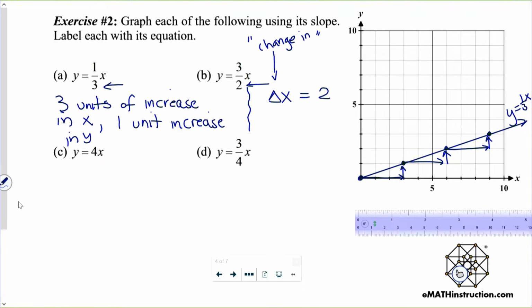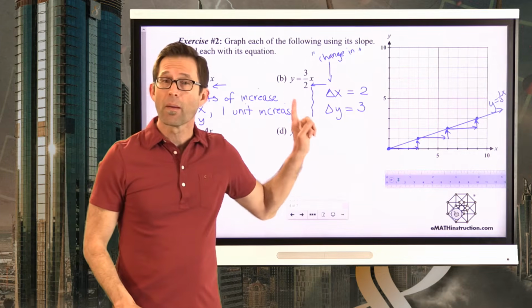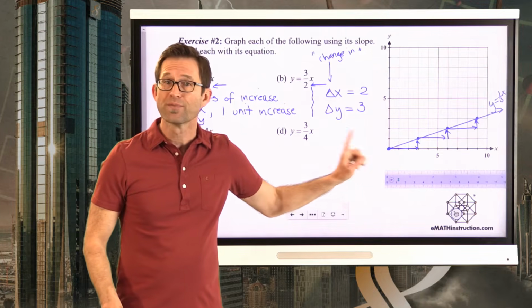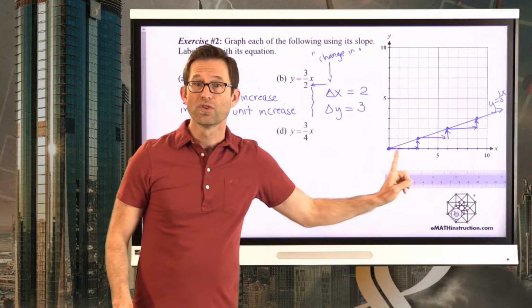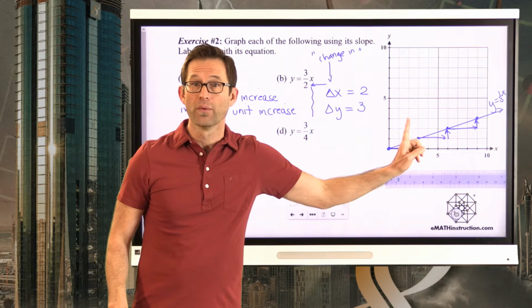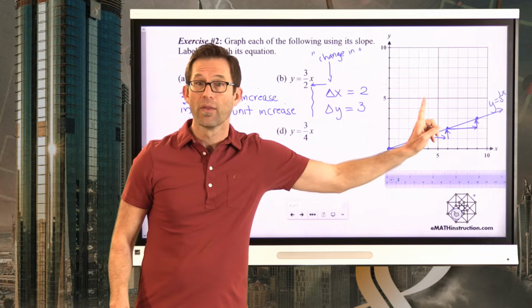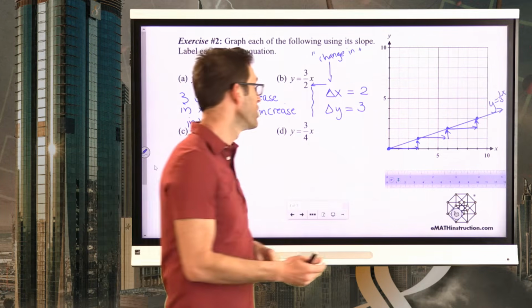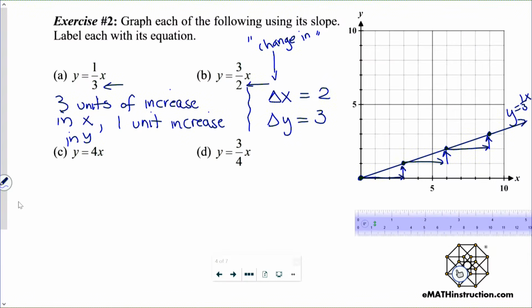So the change in x is 2. The change in y is 3. Or apparently 4. No, the change in y is 3. So what can I now do? Again, remember this line is going to go through the origin. So I can now go 2 units to the right, 3 units up. Let's go ahead and do that. 2 units to the right, 3 units up.